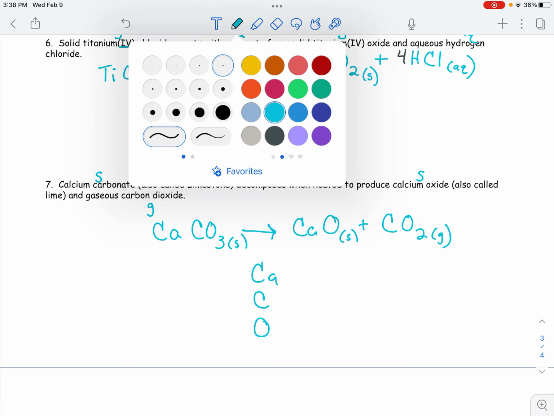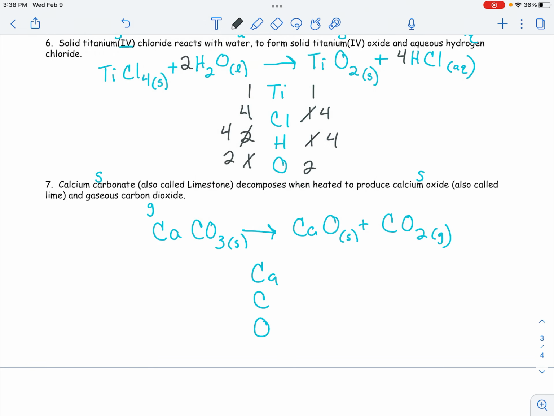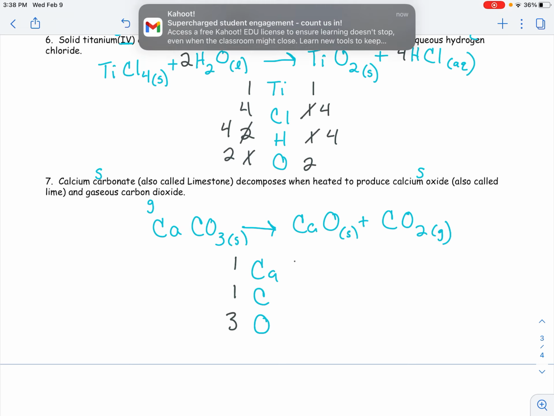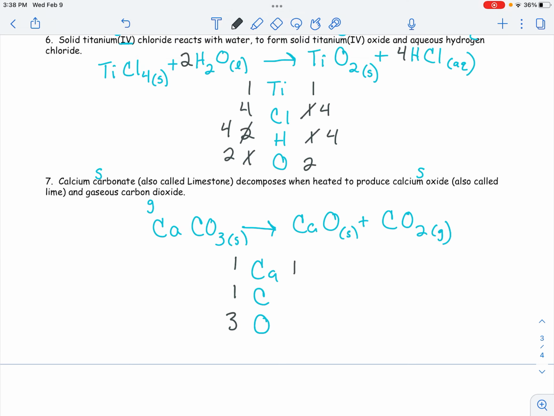So now, once again, we're going to start by counting the atoms on both sides. My calcium on my reactant side is 1. Carbon is 1. Oxygen is 3. On my product side, I have 1 calcium, I have 1 carbon, and I have 2 plus 1, 3 oxygen. Hey, we don't have to do anything with that one. It's already balanced.